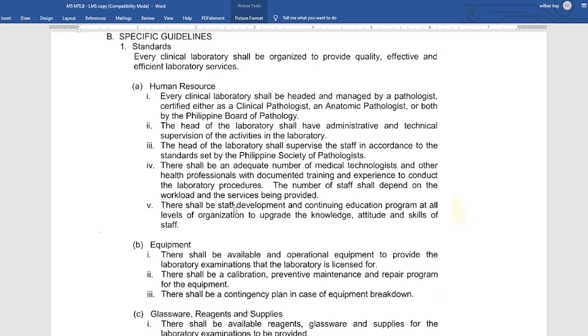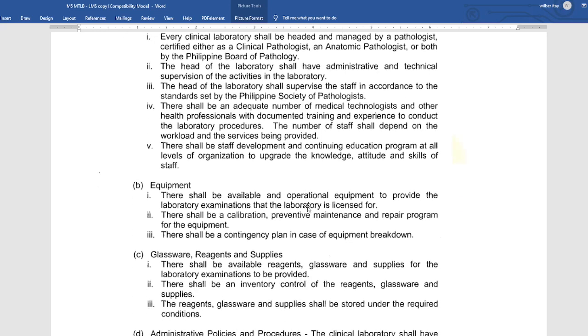Aside from that, there shall be staff development and continuing education. So, they need to undergo training, mga seminar, ganyan, to upgrade the knowledge, attitude, and skills of the staff.